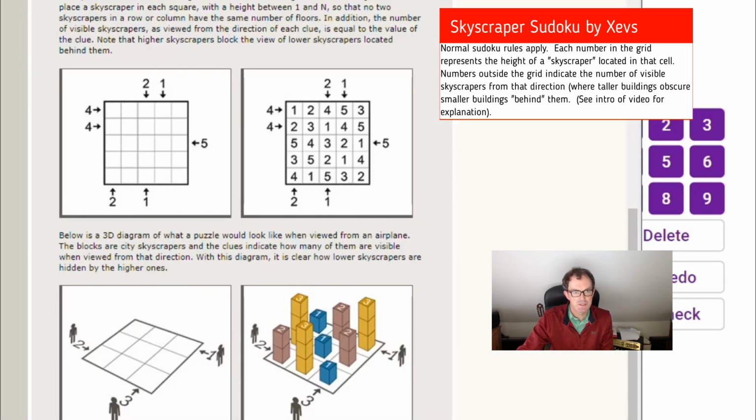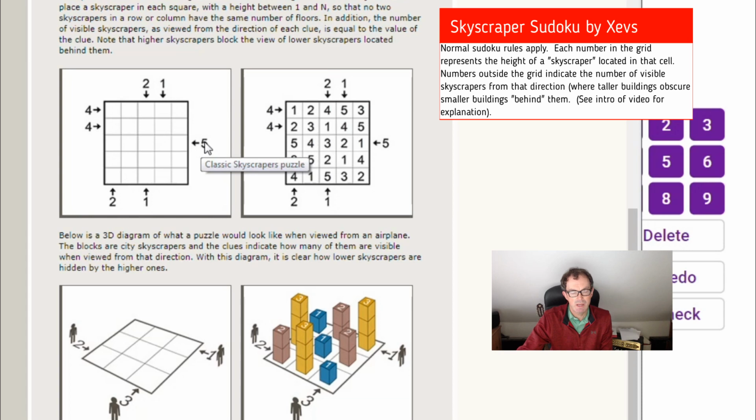So I found this on the internet. It's an explanation of the basic skyscraper puzzle, which is typically a 5x5 or a 6x6 grid with these numbers outside the grid. What these numbers are telling you is how many buildings you could see from the various directions. If you were looking along this row, you could see 5 buildings. Now, what does that mean, 5 buildings?